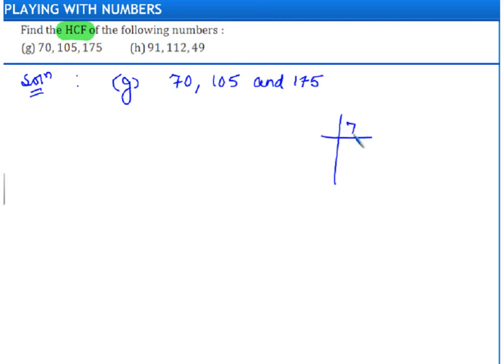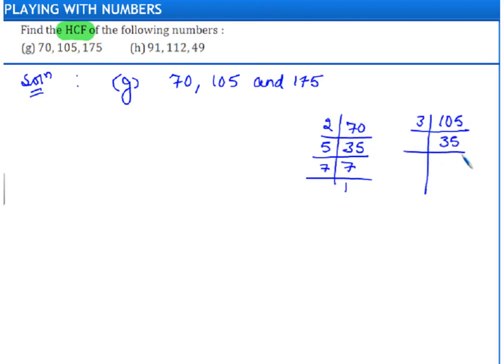First let us find the factors of 70. Now 2 is the smallest prime number which divides 70 and 2 into 35 is 70. Now 5 is the smallest prime number which divides 35, so 5 sevens are 35 and 7 is a prime number, so 7 ones are 7. Now let us find the factors of 105. Now 3 is the smallest prime number which divides 105 and 3 into 35 is 105. Now 5 is the smallest prime number which divides 35, so 5 sevens are 35 and 7 is a prime number, so 7 ones are 7.